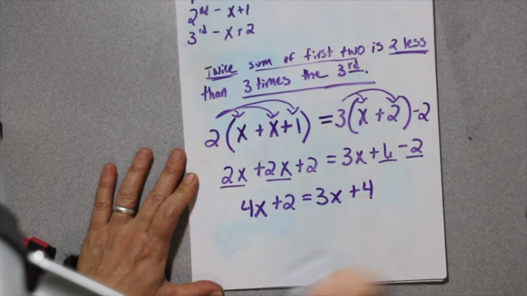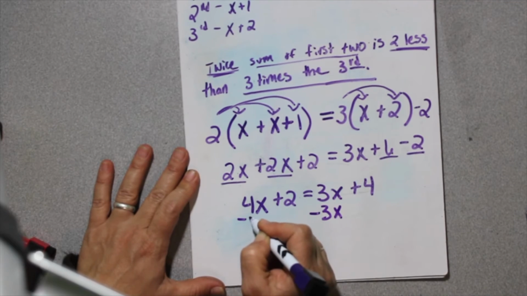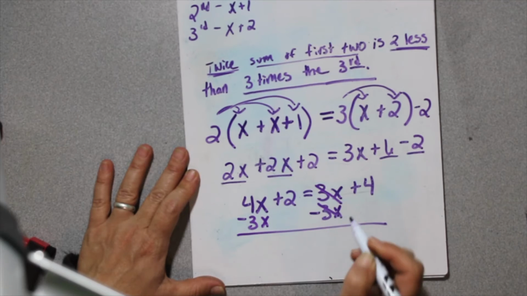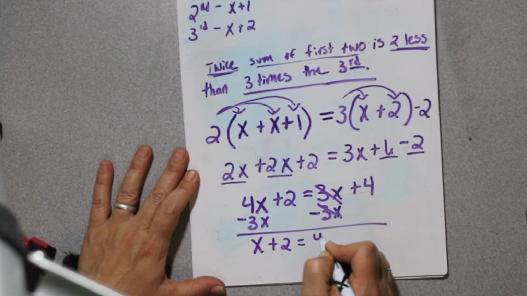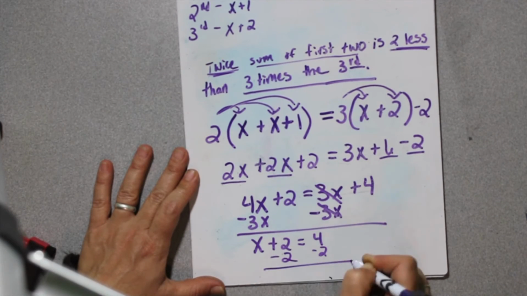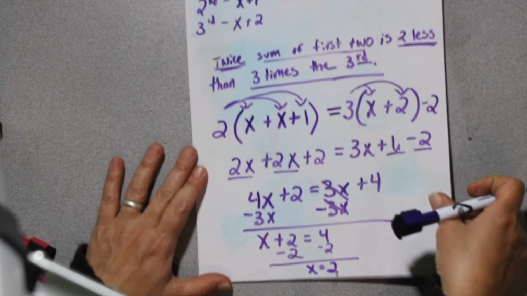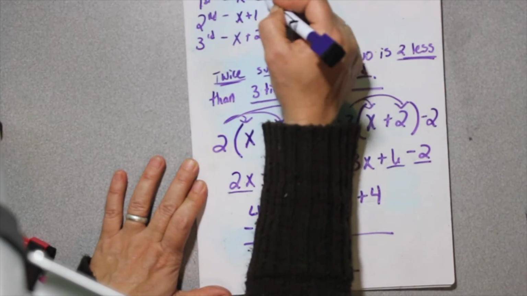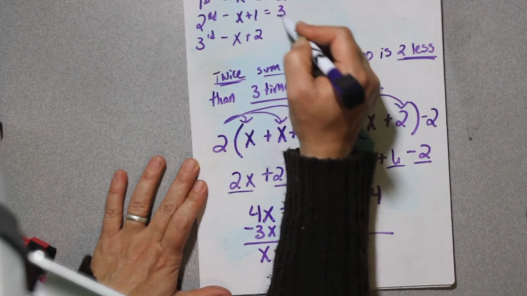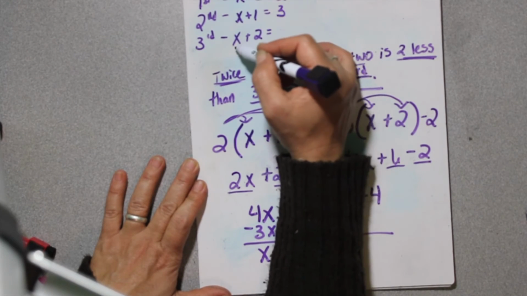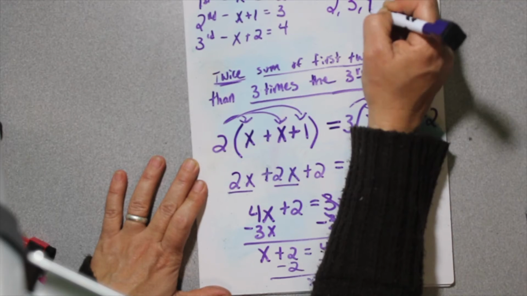All right, now we got to put our like terms together here. So let's get all our x's on one side. And we're going to get 4x minus 3x is just x, plus 2 equals 4. Now we're going to do minus 2. And we get x equals 2. Okay, so that's not the answer. That's our first integer is going to be 2. Our second integer would be 2 plus 1, so 3. And our third integer would be 2 plus 2, 4. So the answer would be 2, 3, 4.